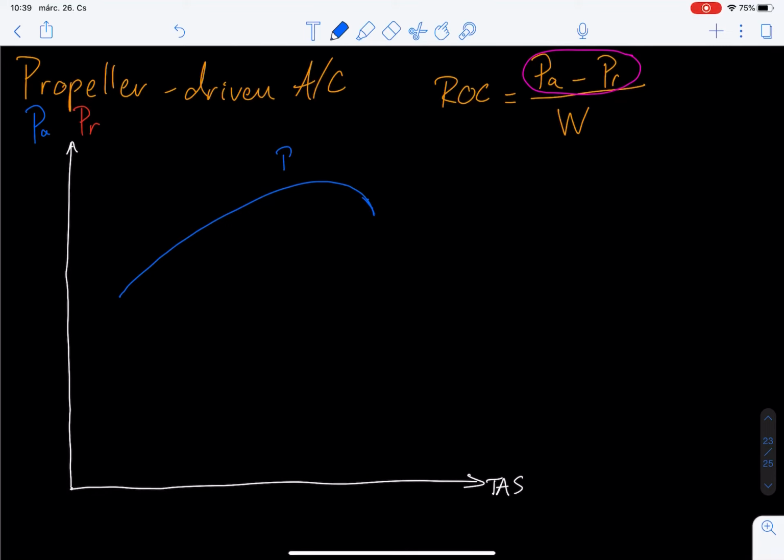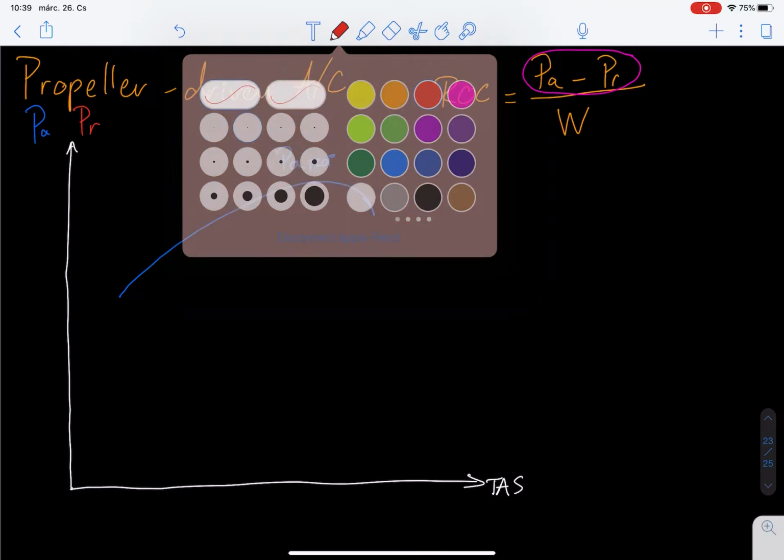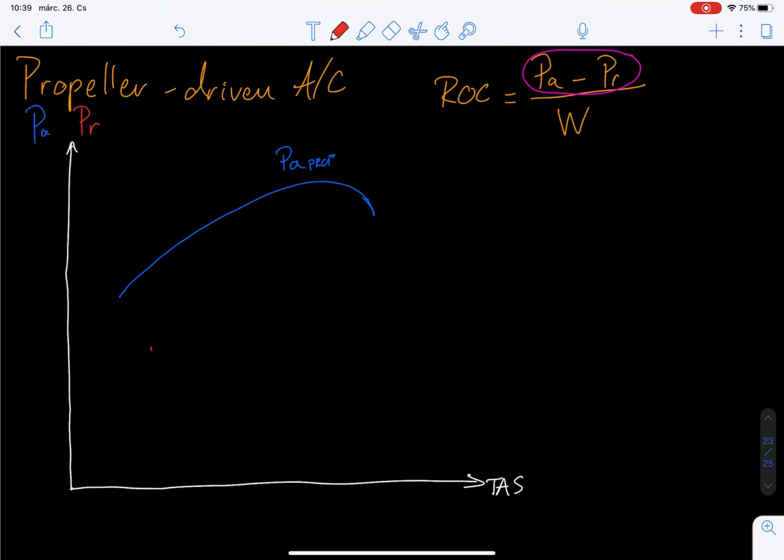This is the power available. And for the prop, we have the power required, which looks like this. This would be your power required for the prop. Okay, and of course here we have the stall speed.